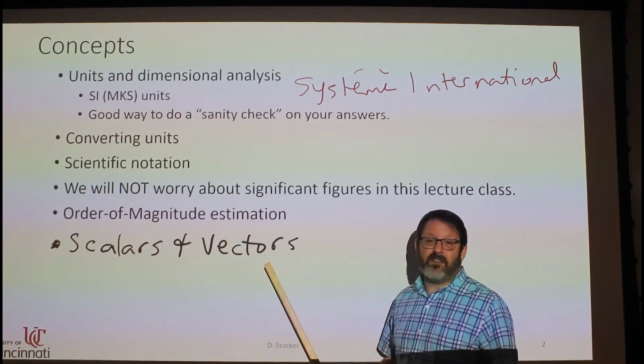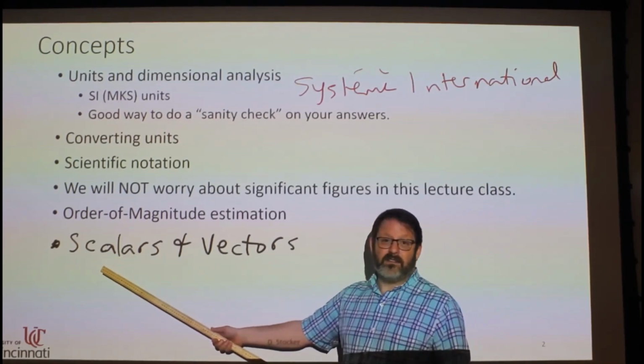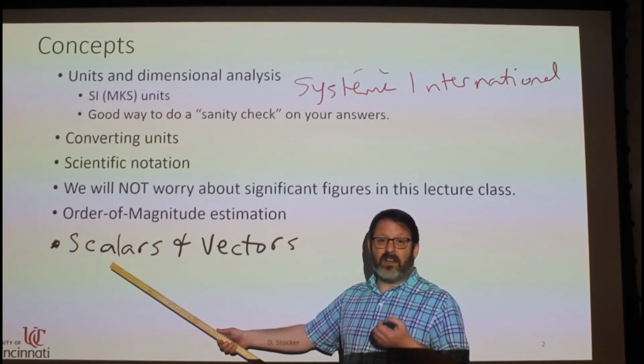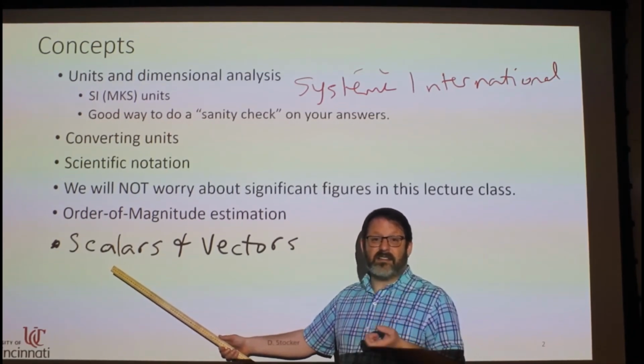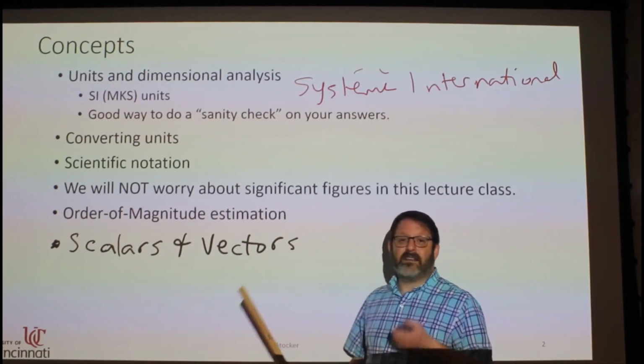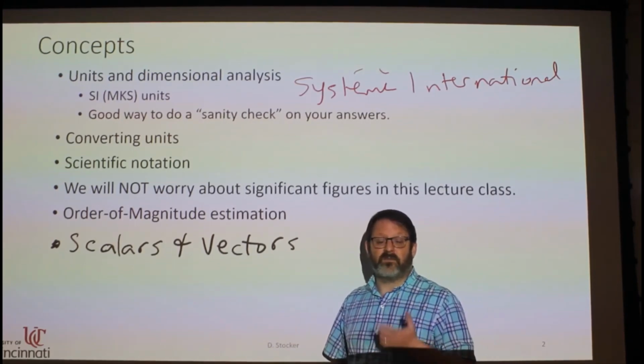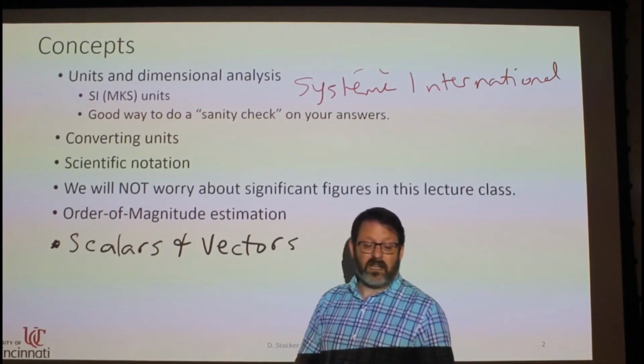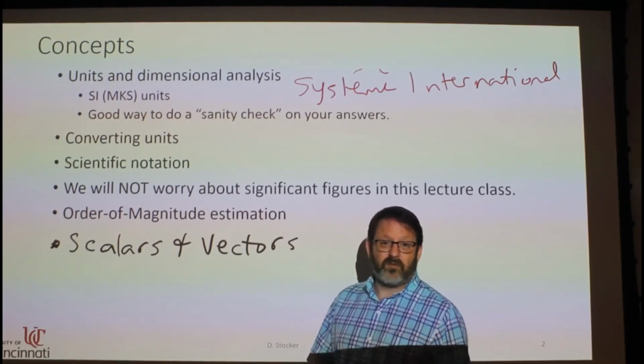Also, scalars and vectors. So a scalar is a physical quantity that has just a size. A vector has not only size but also direction. And we'll use the word magnitude a lot. Magnitude is another word for size.